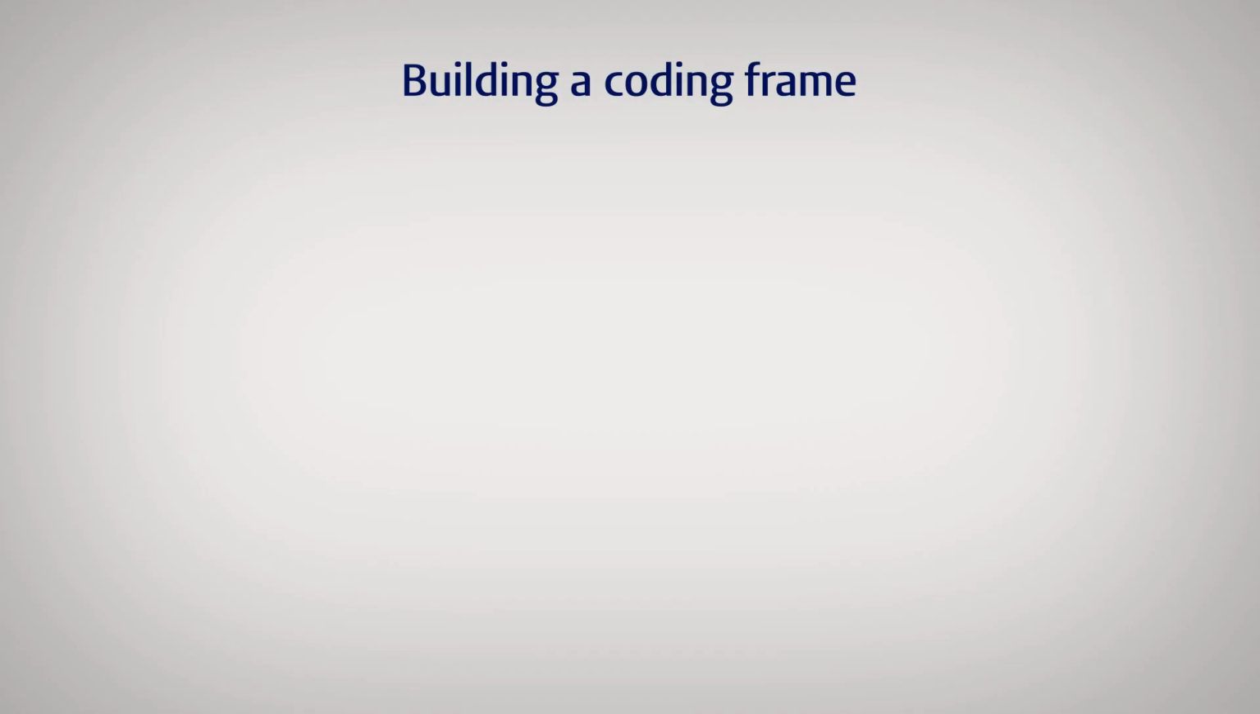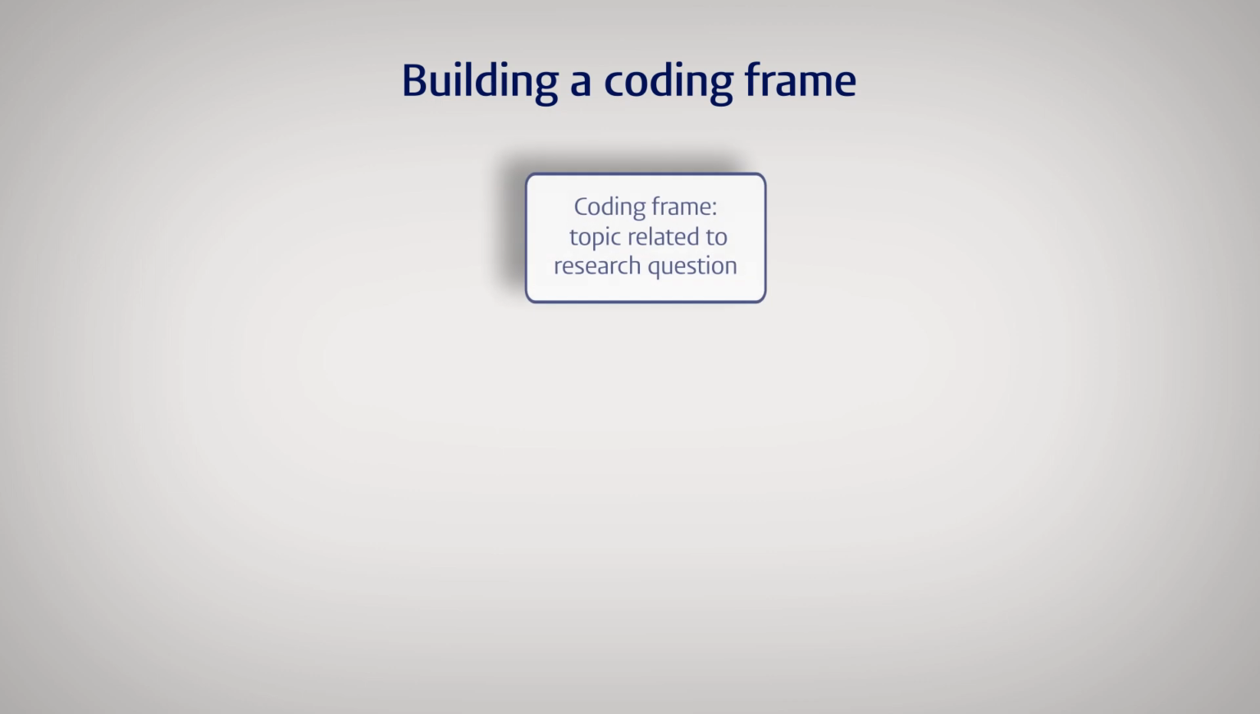Where do we start when we want to build a coding frame for our qualitative content analysis on a film or television series? First of all, we have to define a research question. What do we want to know from our material? We have to collect and select our data and then build our coding frame.